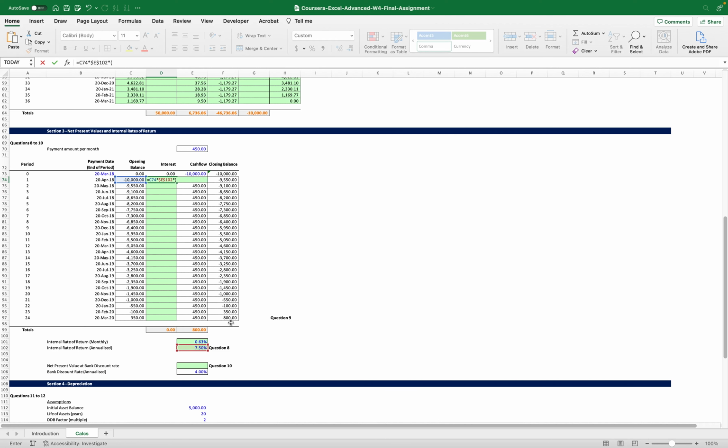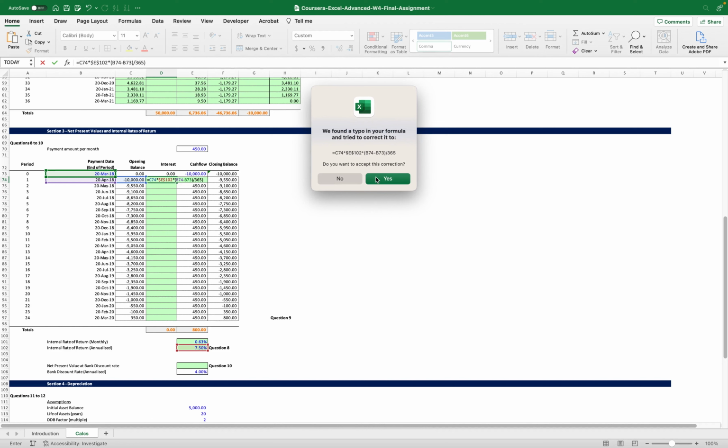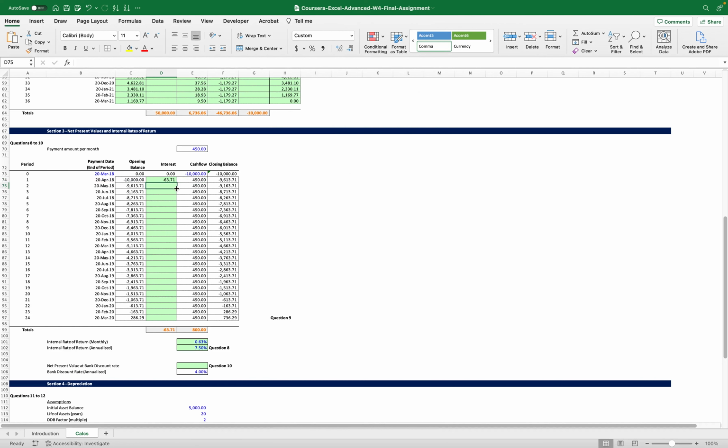Now we have to do the days in period, or the period payment date, and we are on the 20th of April, and then subtract the prior period payment date. And then divide by the days in the year, 365. So our new closing balance is $2.54.